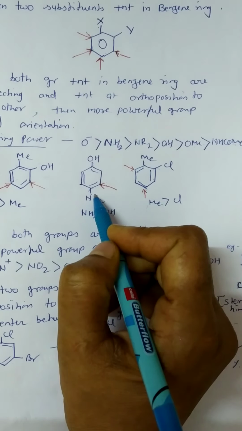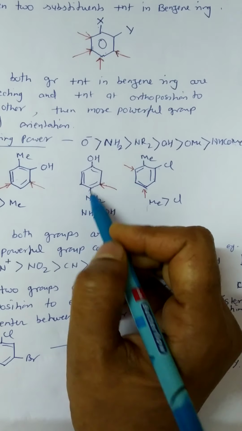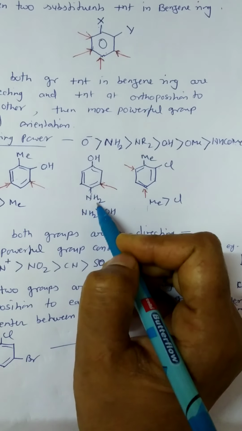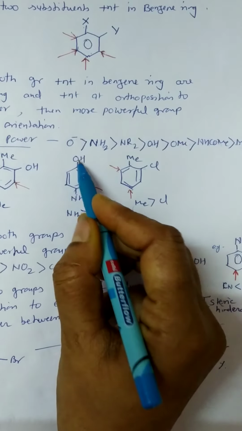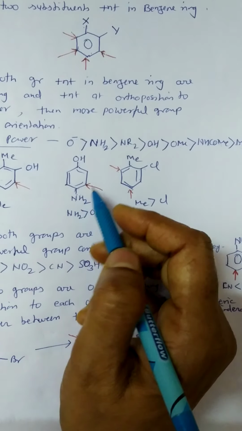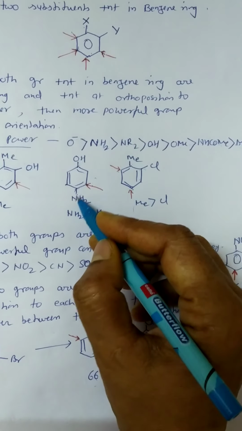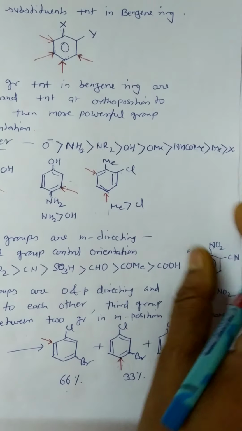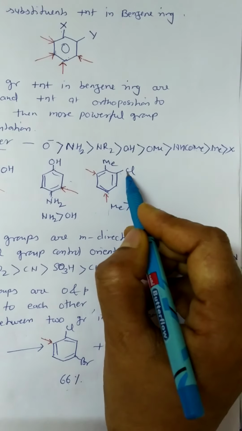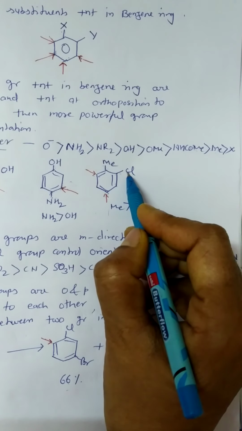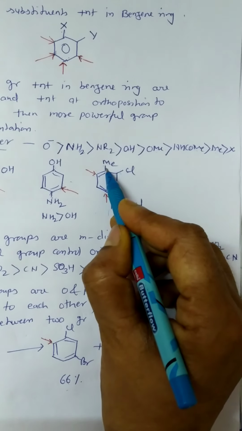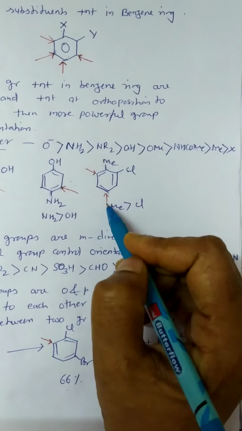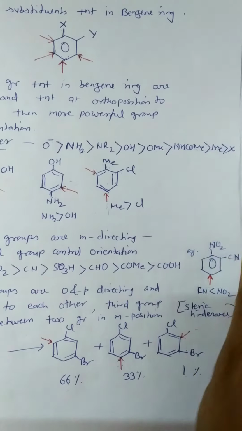OH and NH2 are both ortho-para directing groups and present at the para position to each other. Here the new group comes at the ortho position to the NH2 group. And here also, Me group and Cl group are both ortho-para directing, the more powerful is the methyl group, therefore the new group attacks at the ortho position of the methyl group and the para position of the methyl group.